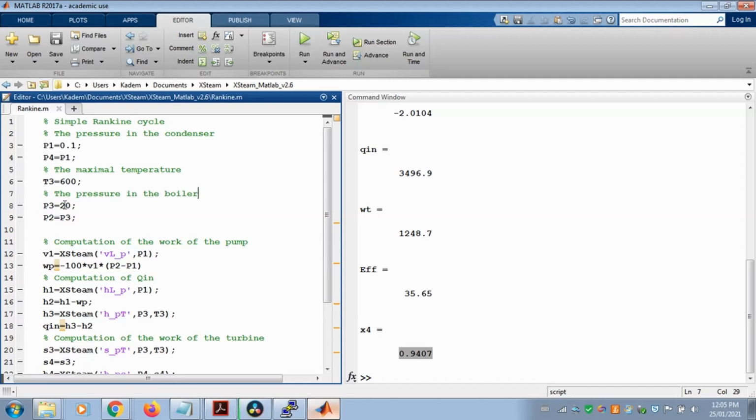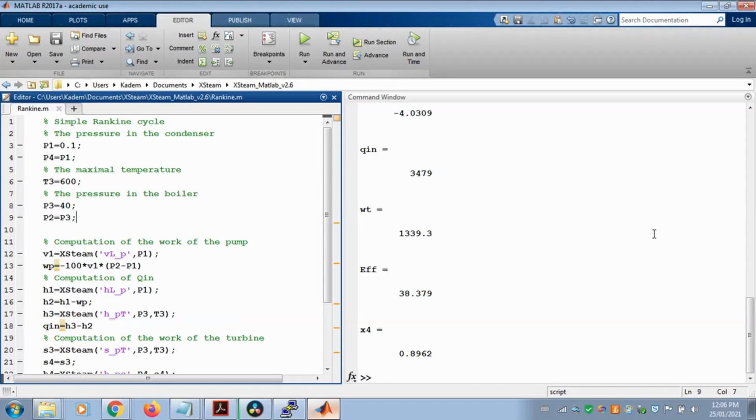So the last one that we will try is we keep everything constant, but we will change the pressure in the boiler, okay? Instead of having 2 megapascal, we will increase it to 4 megapascal, okay? 4 megapascal means 40 bar. Okay, and now we can run it again.